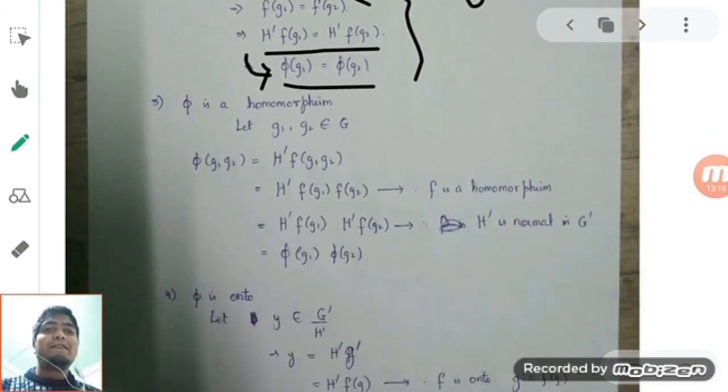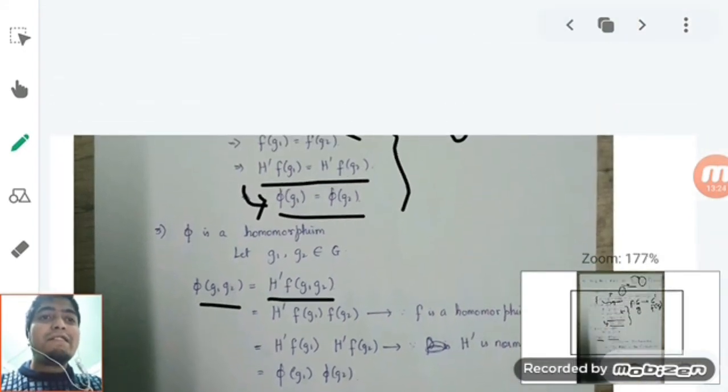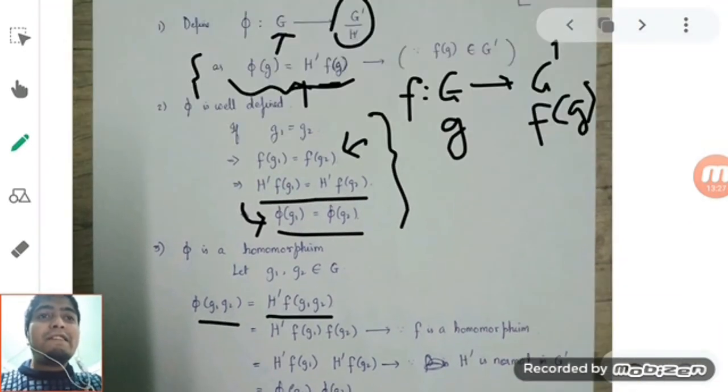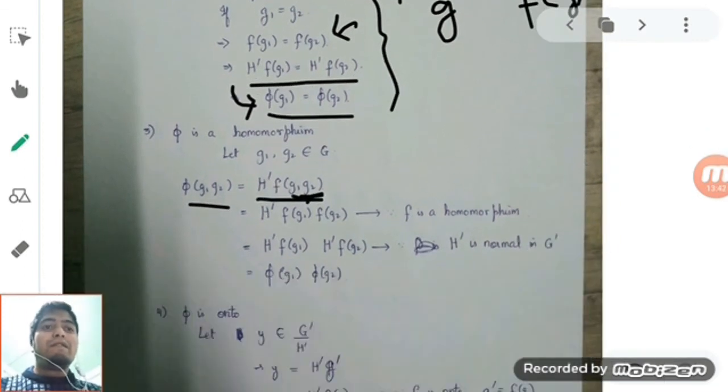The next step is proving that it is a homomorphism, which I think you are familiar with by now. phi(g1 g2), by definition, is this. Just say phi(g) is H dash f(g). So if instead of g you have g1 g2, then instead of f(g) you will have f(g1 g2). But f is a homomorphism, so you can split.